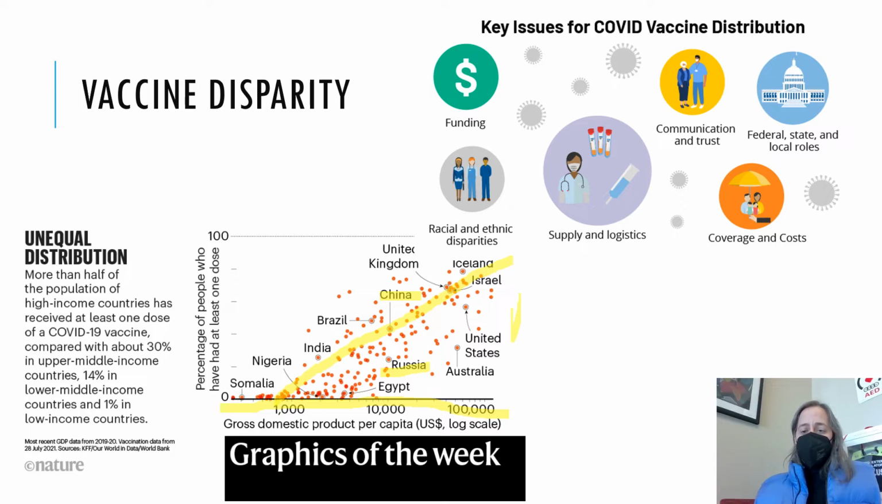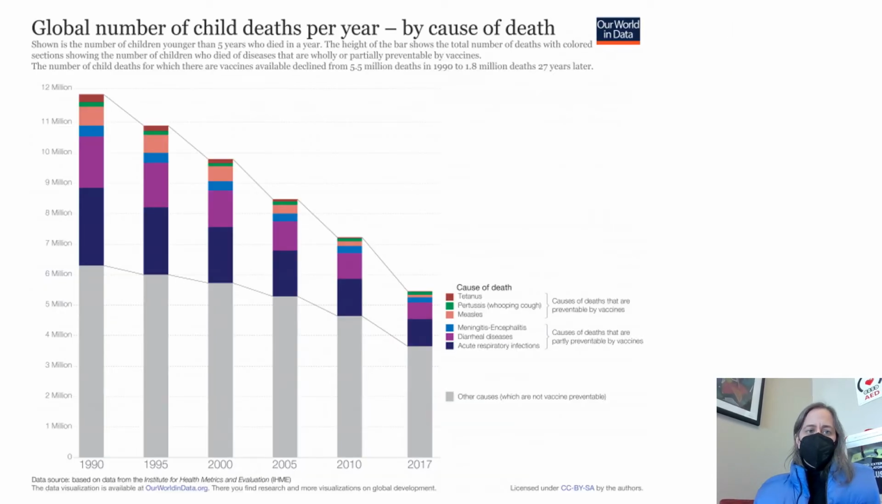That's one of the reasons why we see the difference between Russia and China, for example, is that level of mistrust and lack of communication. Of course, in terms of federal, state, and local rules, that's where things like vaccine mandates and requirements and incentive programs, as well as education and communication programs, come in. So vaccine disparity is a significant issue.